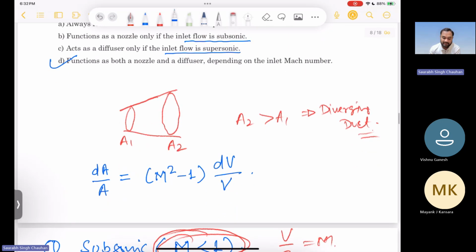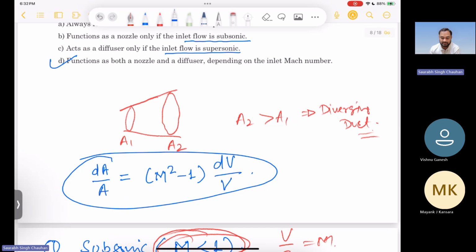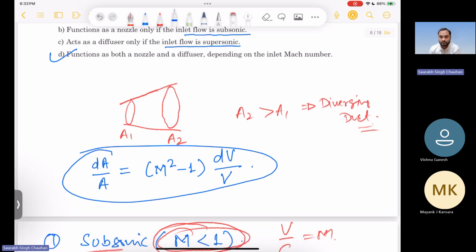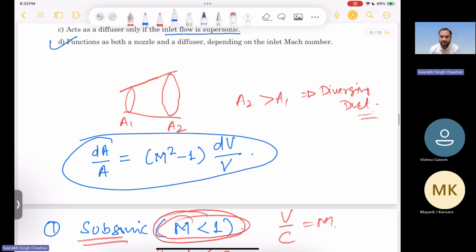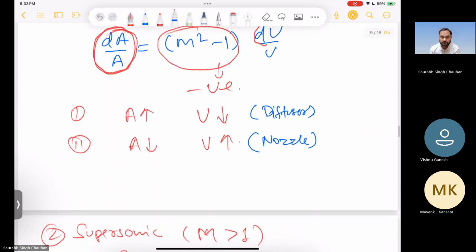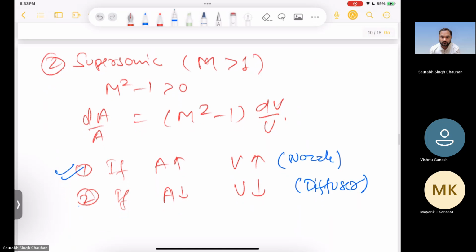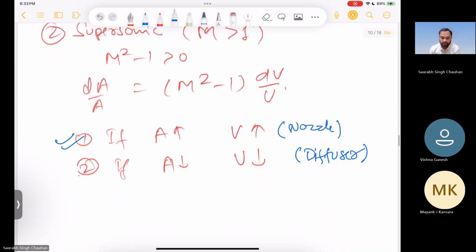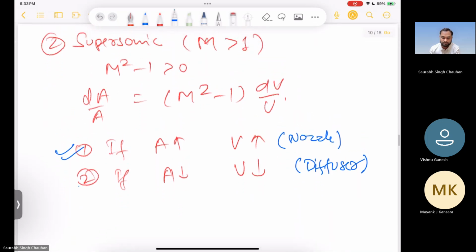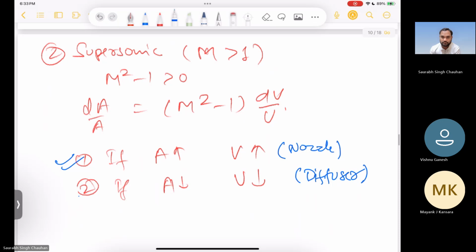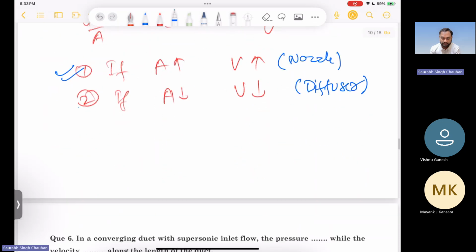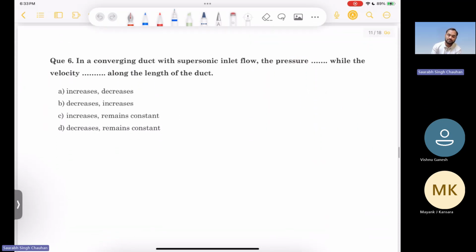So this is a very important relation. You should keep this in mind. So is there any doubt? Okay, I think it is clear and we can move to the next question.